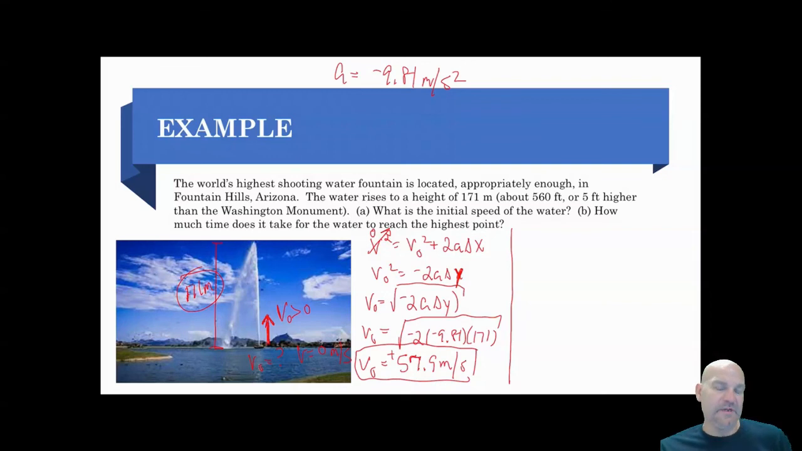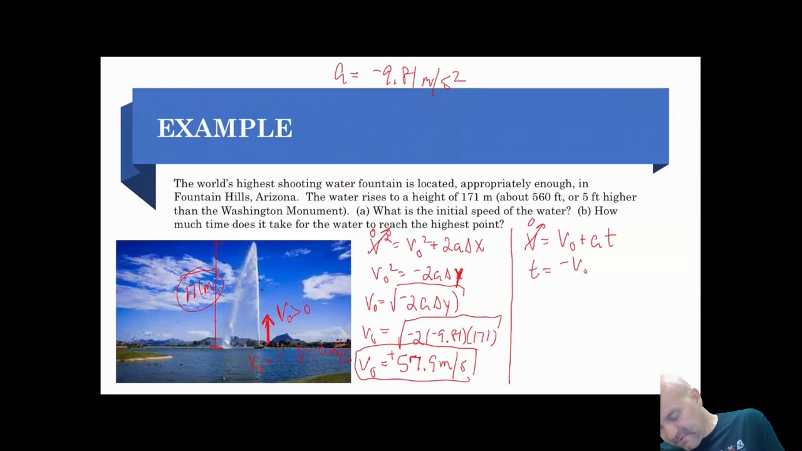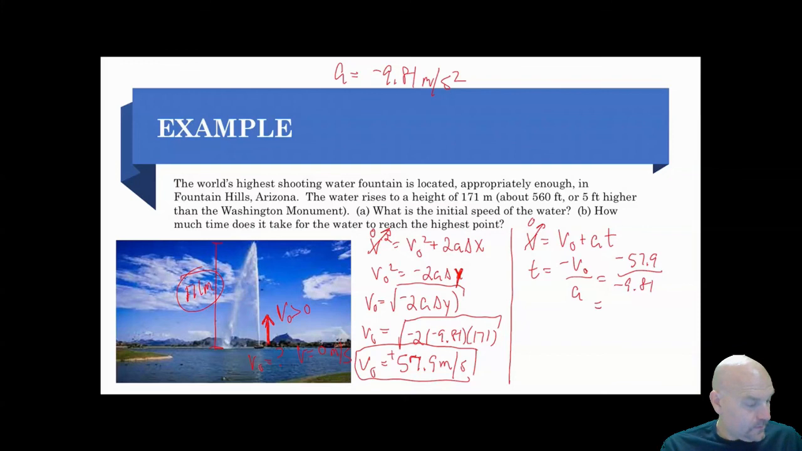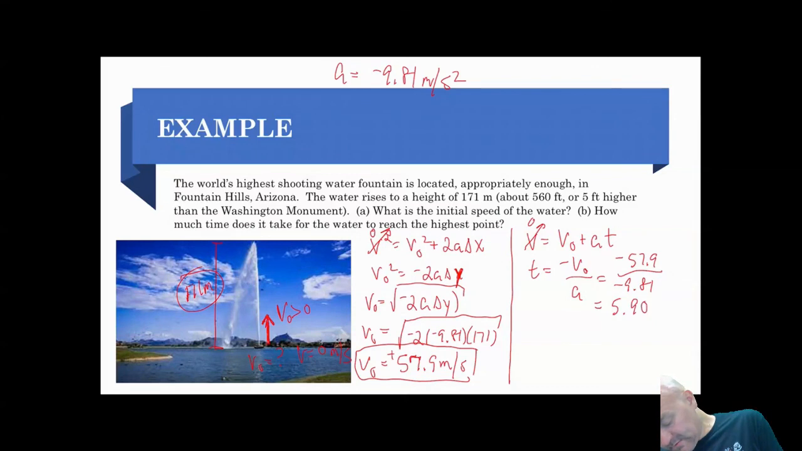Now, this is a problem where, again, my recommendation would be not to use a possibly wrong answer, but you would need to use that here because remember, initial velocity appears in all the equations, so we have to use that. So we're going to use v equals v0 plus at, okay? Our final velocity is 0 at the top, and we're asked to find the time, so it's going to be negative v0 over a. It'll be negative 57.9 divided by negative 9.81. And so it tells us it takes just under 6 seconds to get to the top.